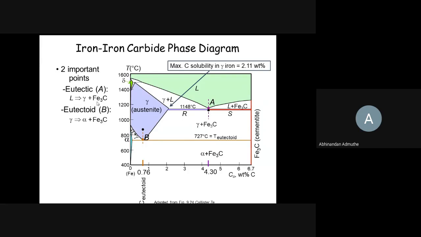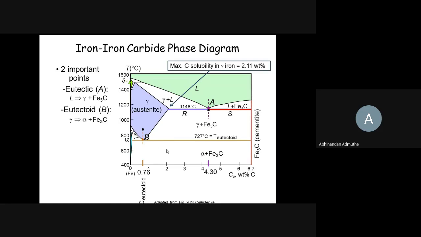If you want to write the generalized form of the eutectic reaction, you can write it as liquid transforms into solid 1 plus solid 2. And if you want to write this eutectic transformation for the iron carbon phase diagram, then you can write it as gamma plus cementite.